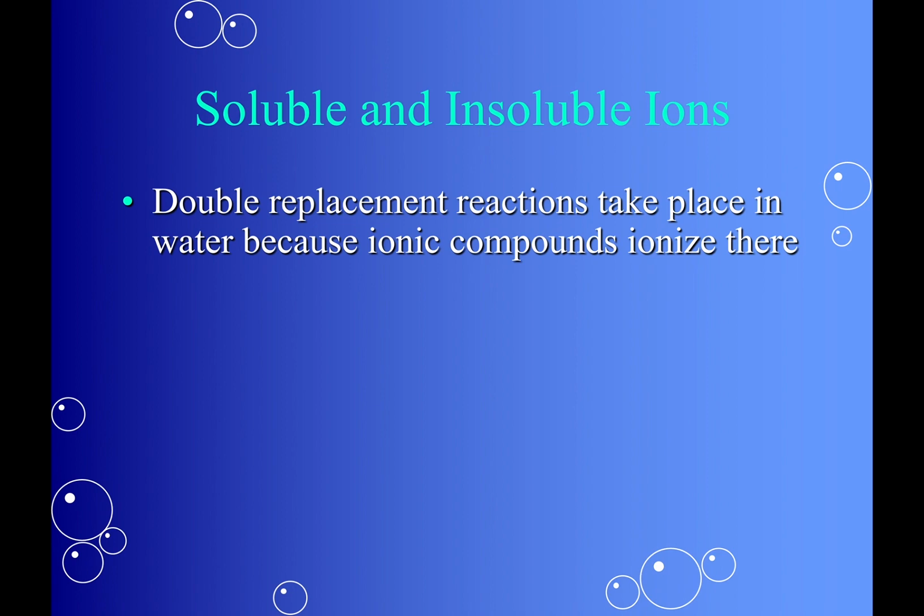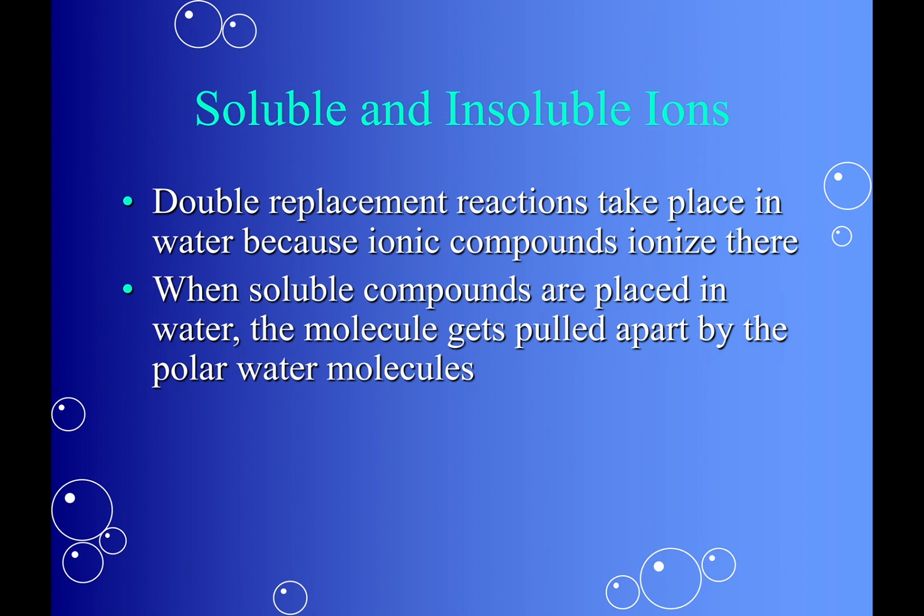Now, double replacement reactions generally take place in water because ionic compounds will ionize there, and we can actually separate our cations from our anions in the water. So these reactions can actually occur because we do have a shift between ions from species to species, and that won't happen unless the particular ionic substance is dissolved in water, because we need those ions to be free from each other.